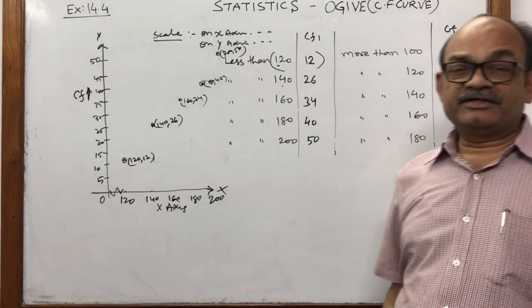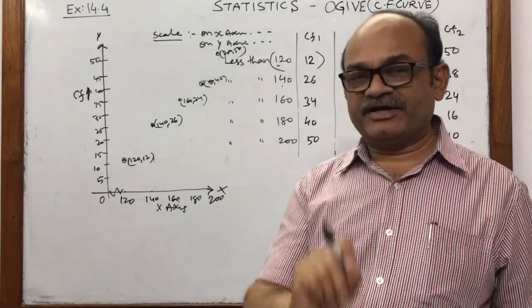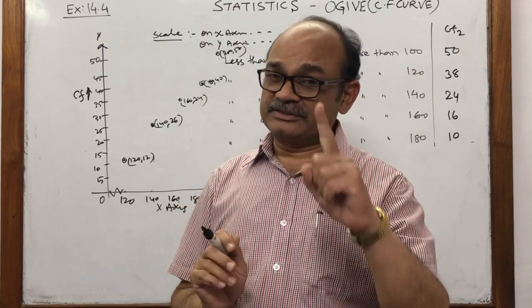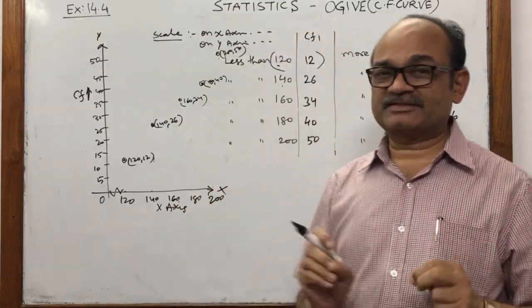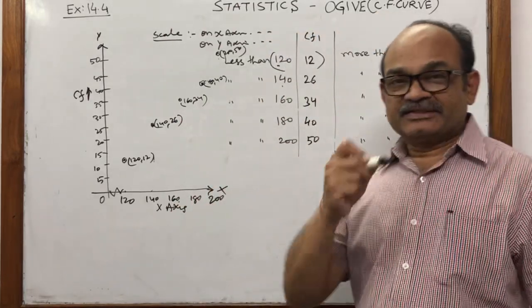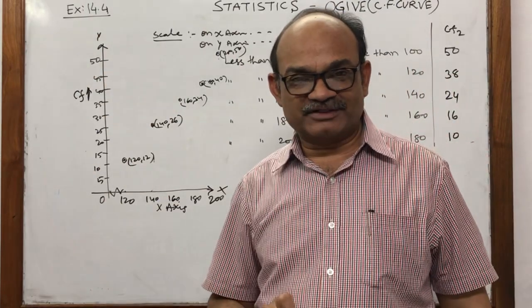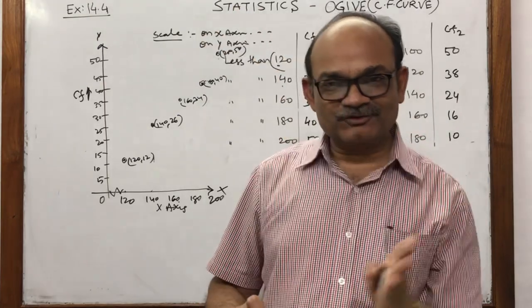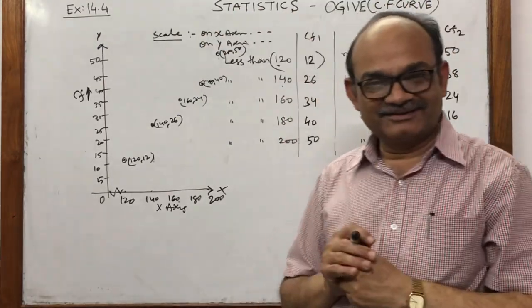Now the important point, you have to join these points with a freehand curve. जैसे drawing में करते हैं ना, freehand curve. Don't use a scale. OGIVE means the main important point. It should be just like cricket score 50 overs. कैसे जाता है? ऑस्ट्रेलिया के, इंडिया के, उसके ऊपर. The same thing.